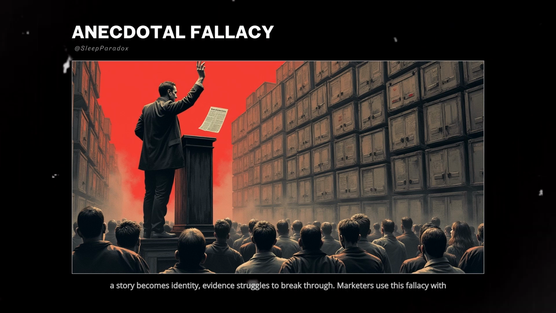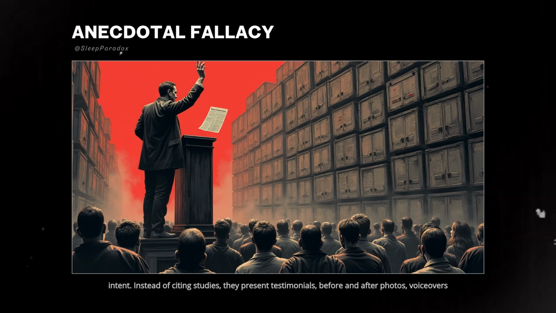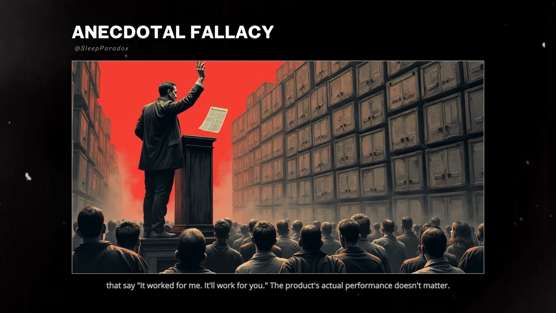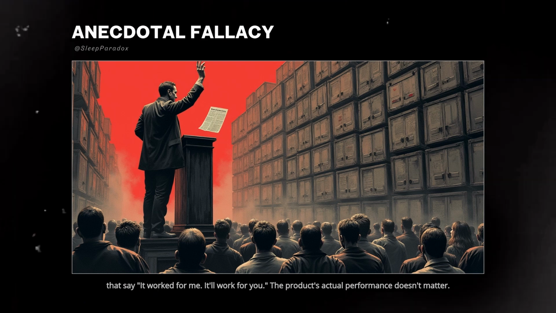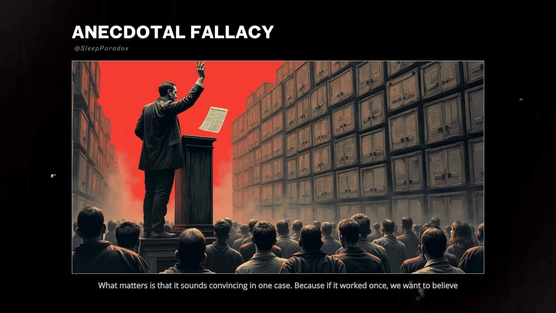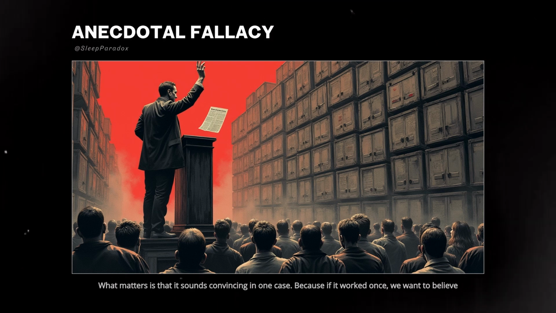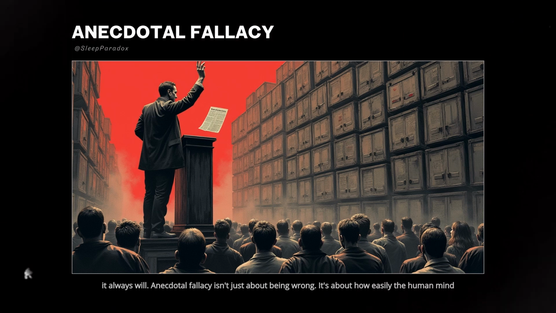Marketers use this fallacy with intent. Instead of citing studies, they present testimonials, before and after photos, voiceovers that say, "It worked for me, it'll work for you." The product's actual performance doesn't matter. What matters is that it sounds convincing in one case. Because if it worked once, we want to believe it always will.